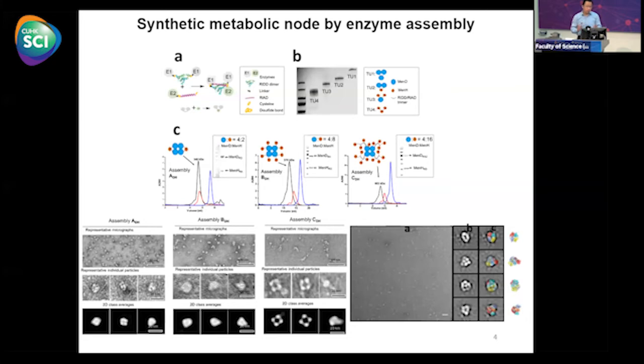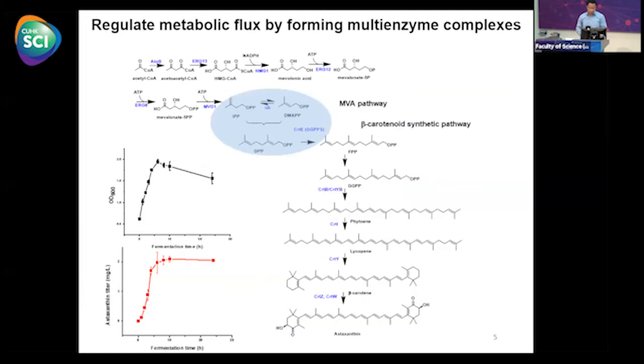That's what we eventually want to achieve as synthetic organelles, because we really want it to occur inside a cell. So what is the particular problem we want to target? This is the problem we want to solve: we want to regulate metabolic flux by forming these complexes. So there's a particular problem, and I'm going to show you here.